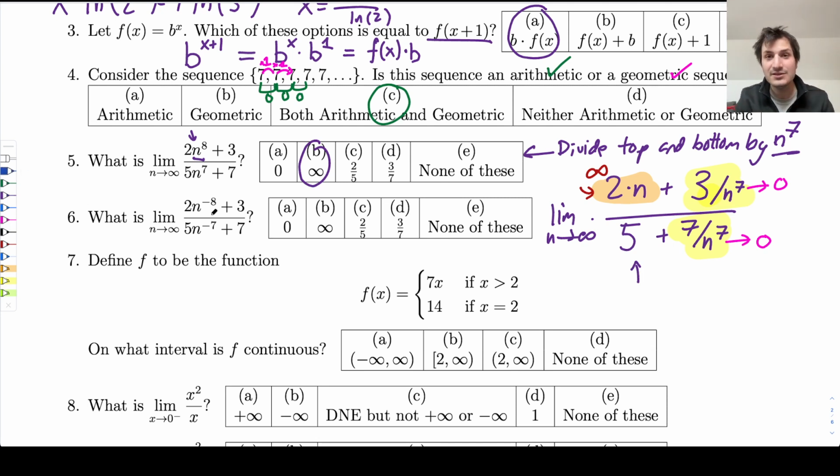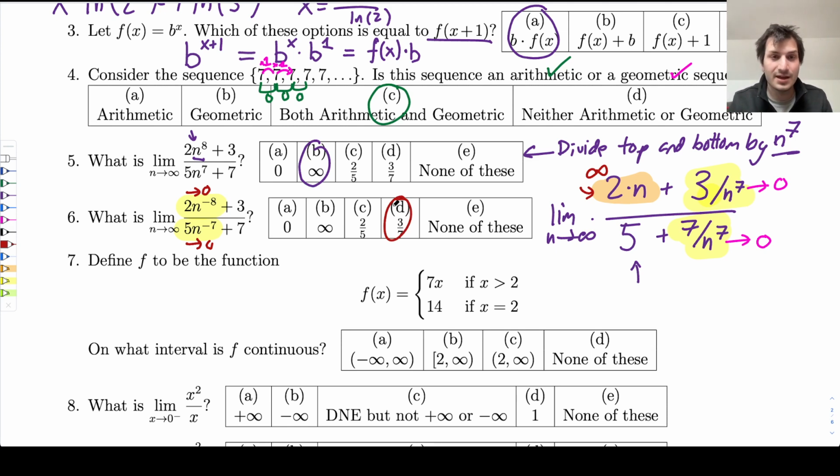Question 6 is even easier because you don't have to do any dividing. You just have to notice that these two terms, 2 times n to the minus 8 and 5 times n to the minus 7, both go to 0. So just like we did over there, those both go to 0. So what are you left with? 0 plus 3 divided by 0 plus 7. The laws of limits say as long as all the limits exist, you can add them and move in. So the top going to 0 and adding 3, the whole thing's going to go to 0 plus 3. So the answer is 3 over 7.